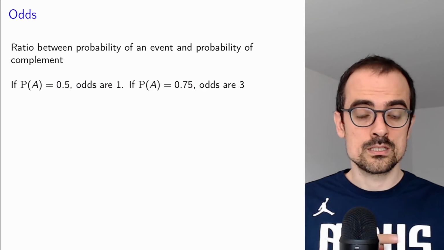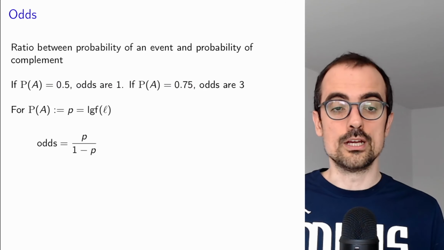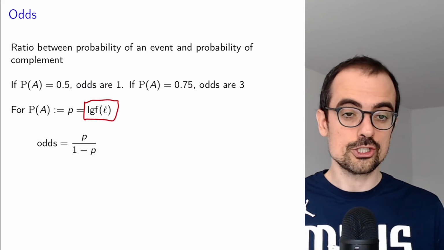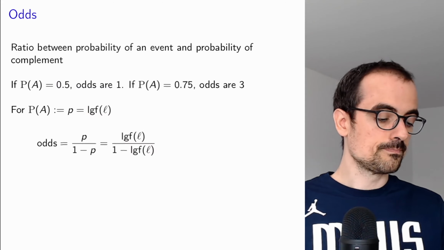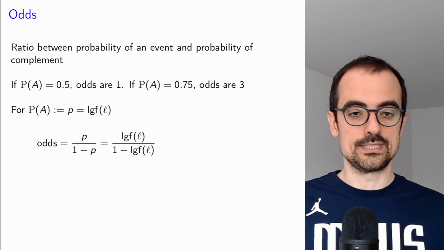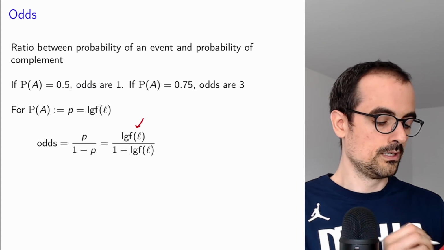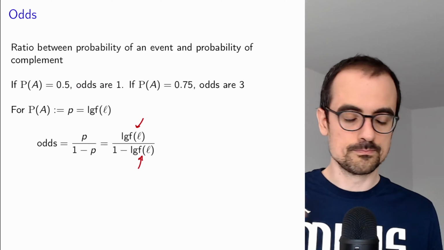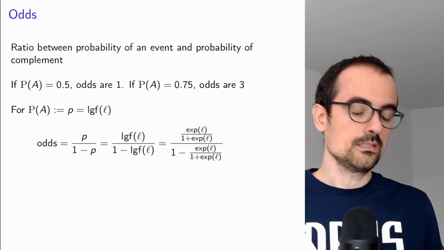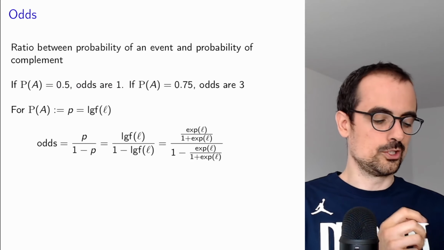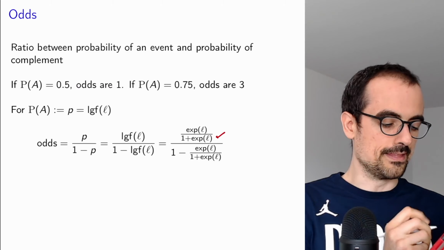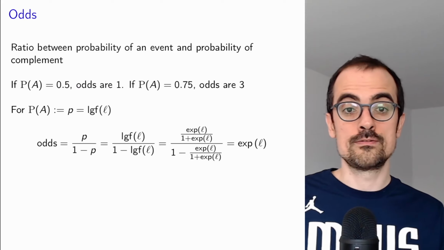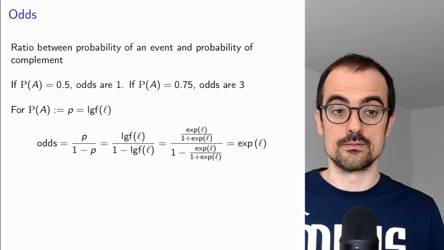Why am I telling you this? Because when we look at the odds for a model where the probability is produced by a logistic function, it turns out that if we plug in the logistic function here and here, because remember that in logistic regression, the logistic function gives you the probability of a 1, then when we do a little bit of math, basically we multiply by this all over the place, we see that we end up with the exponential of the input to the logistic function.